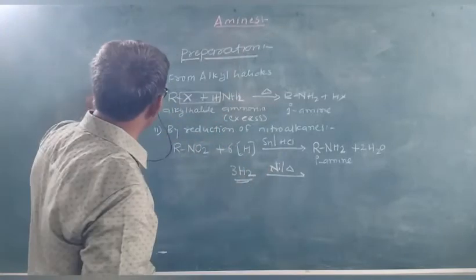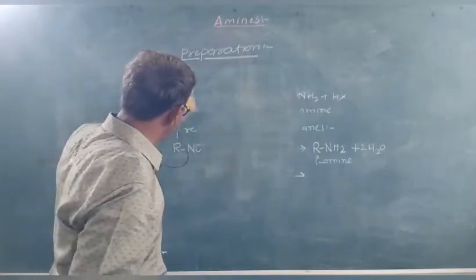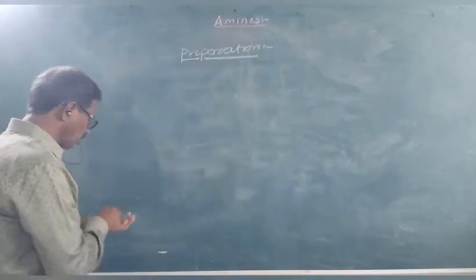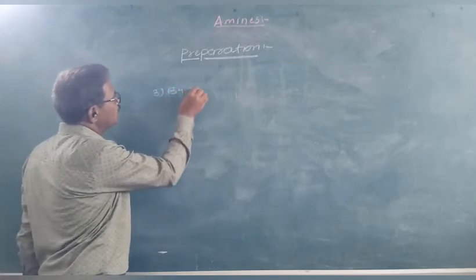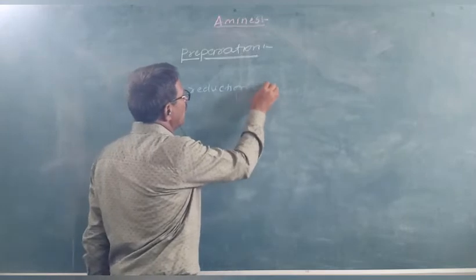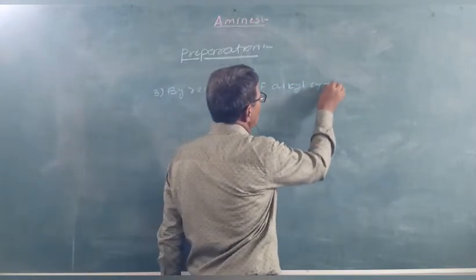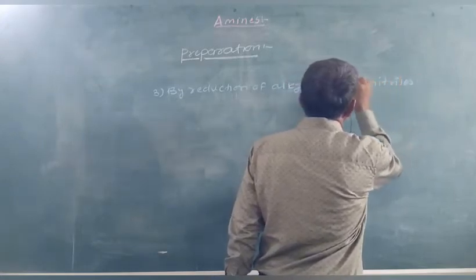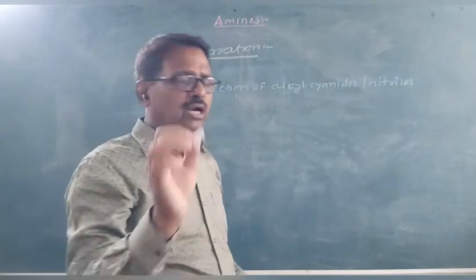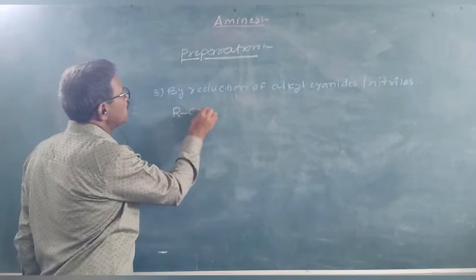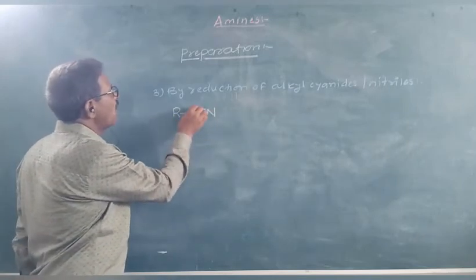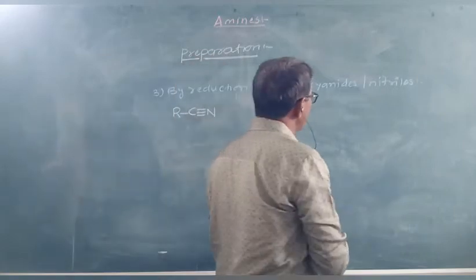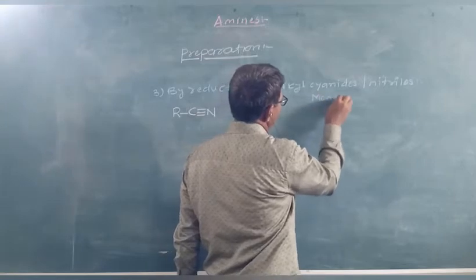Now, today we are going to study the third method of preparation, that is by reduction of alkyl cyanides or nitriles. The general formula of alkyl cyanide is RC≡N. We have to convert this alkyl cyanide or nitrile into RCH2NH2. This reaction is also known as Mendius reaction.